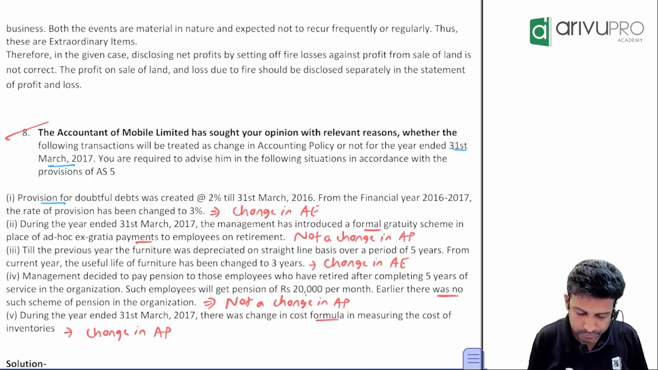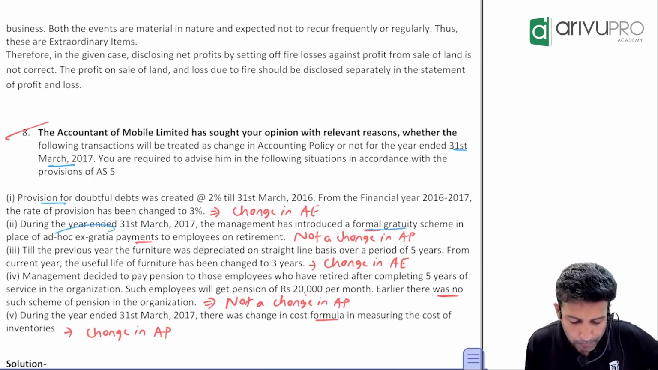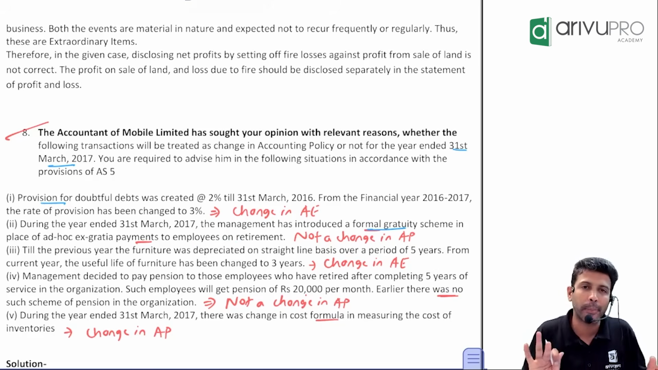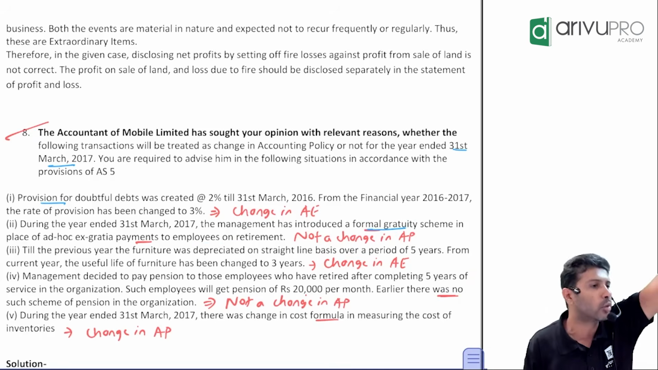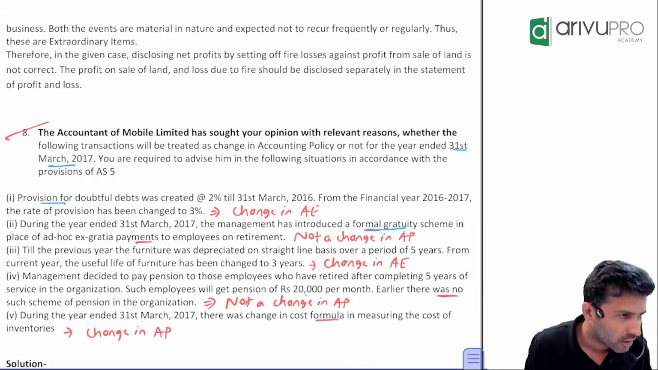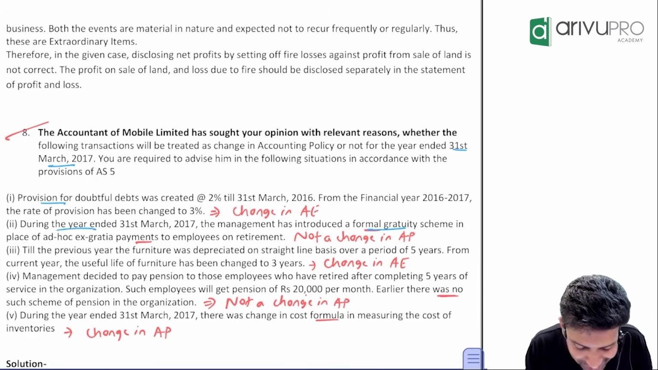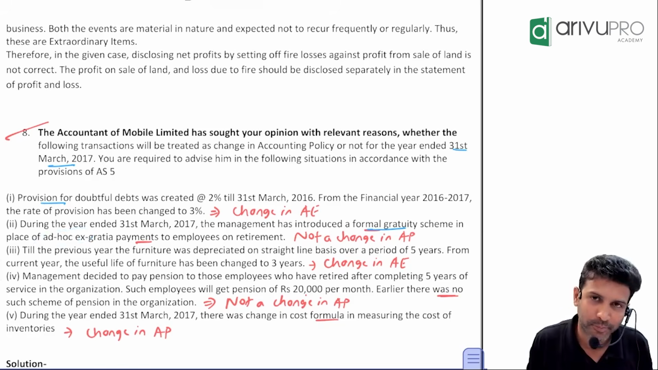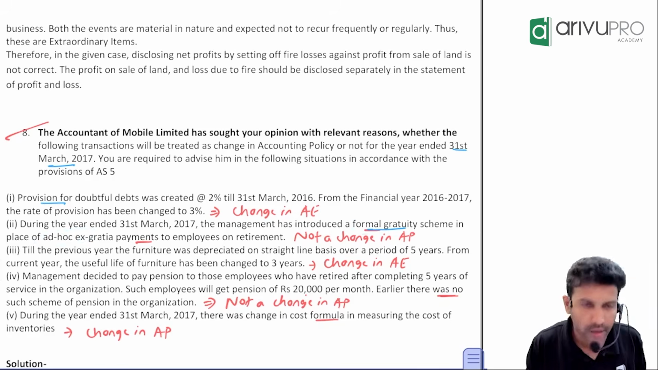Accounting estimate. During the current year ended 31st March 2017, management has formally introduced a gratuity scheme in place of ad hoc ex gratia payments to employees on retirement. Ad hoc means management, whatever they felt, they used to do it till now. Some employees they will give gratuity; some employees whose face they don't like, no gratuity. That they used to do. That's what we mean by ad hoc. Till last year, that was the plan. Now they've introduced what? A formal scheme.